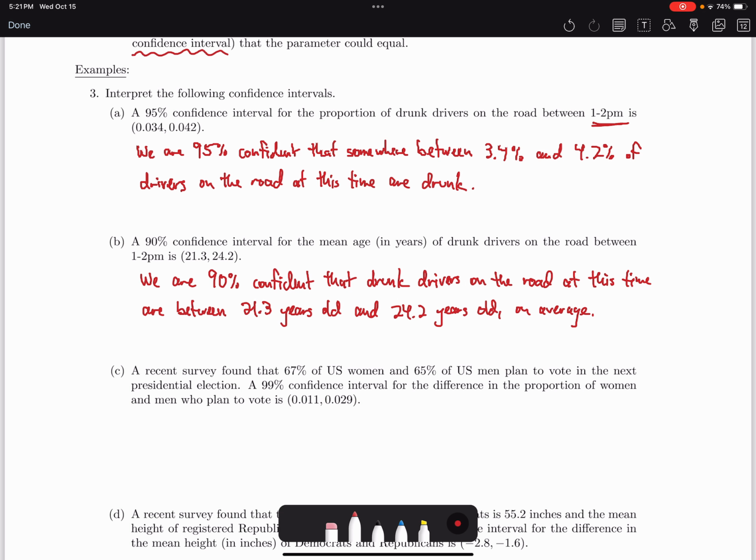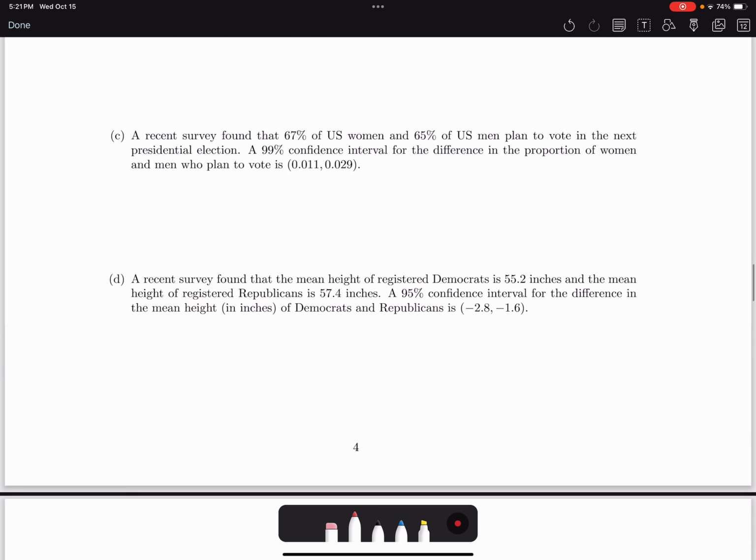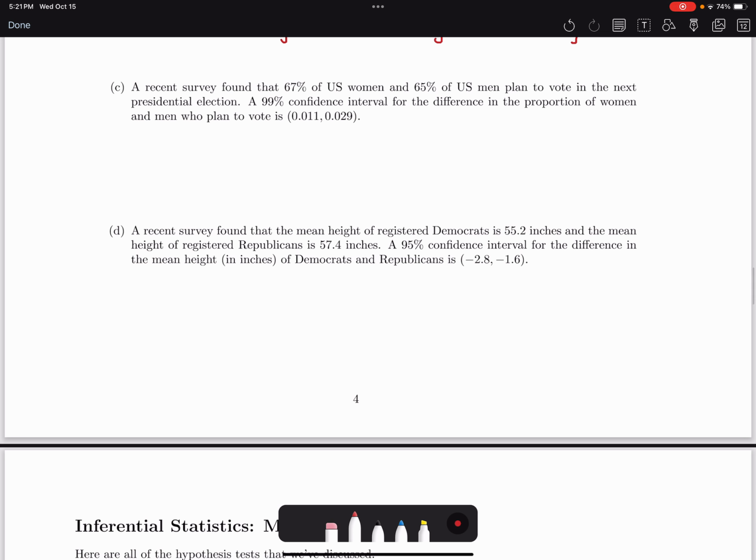Let's look at a couple more. I think part C and D are for 2 sample tests. So let's take a look. Part C says a recent survey found that 67% of U.S. women and 65% of U.S. men plan to vote in the next presidential election. A 99% confidence interval for the difference in the proportion of women and men who plan to vote is 0.011 to 0.029. Okay, so go ahead and give the video a pause.